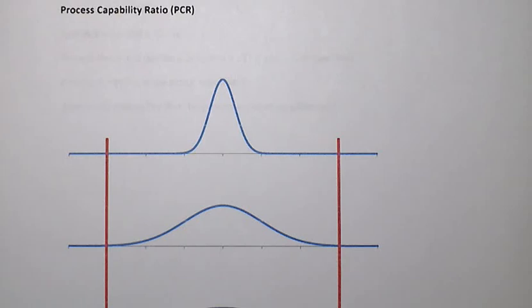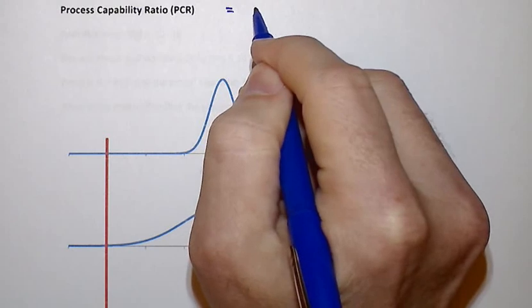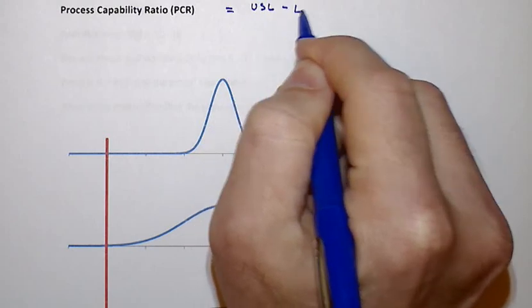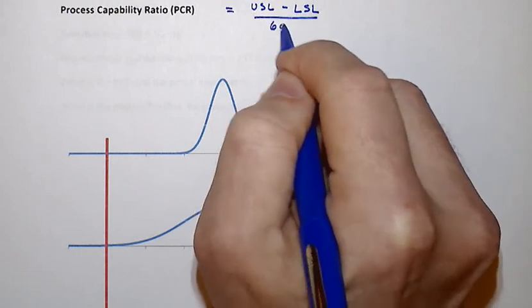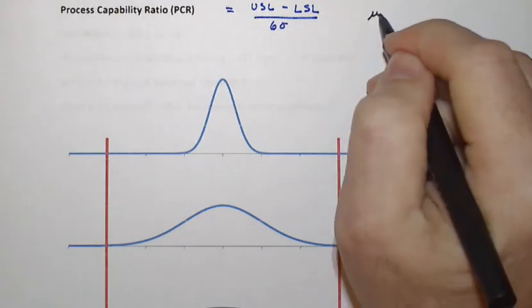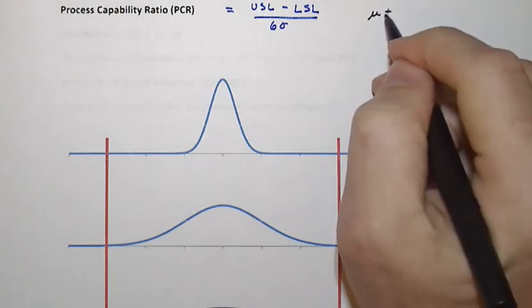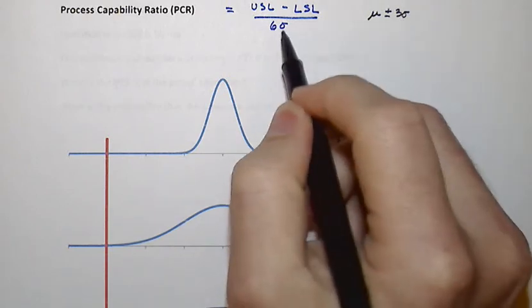A way to quantify our process capability and where it's sitting is to take a look at what's called the process capability ratio. And it's defined to be the upper specification limit minus the lower specification limit divided by 6 sigma. And that 6 sigma is coming from the perspective that if we looked at mu plus or minus 3 sigma, the band or the width that we would end up with would be 6 sigma.